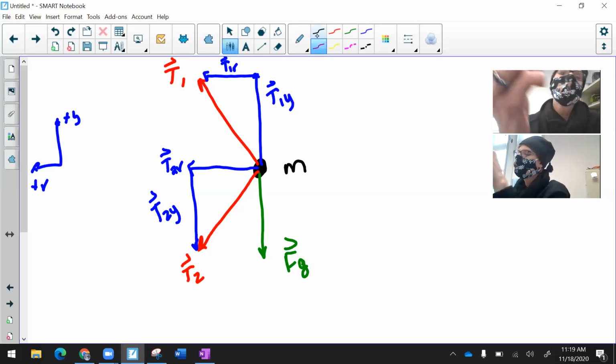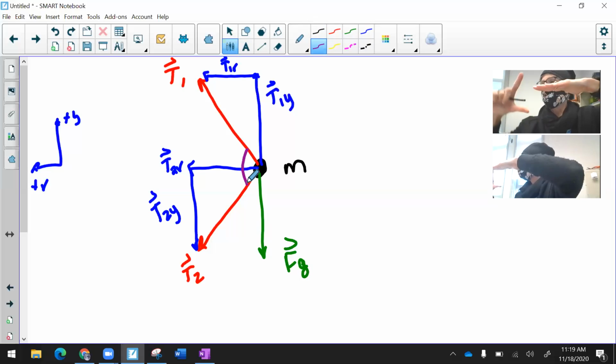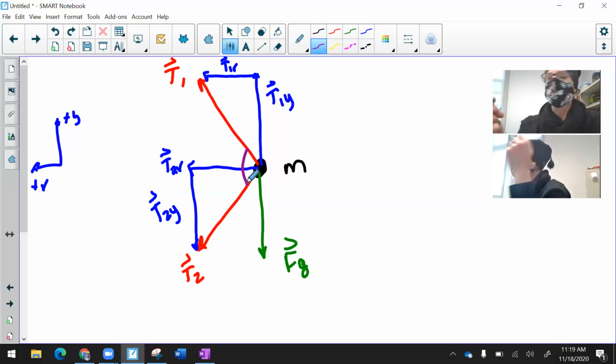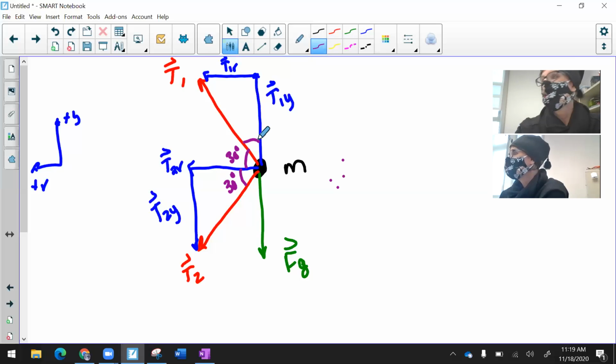So what did we say this angle was? 60. Okay. That horizontal axis bisects that angle, because it's an equilateral triangle, it's the way it has to work. So that means that this angle down here is what? 30. Which means that this angle is 60. Okay.